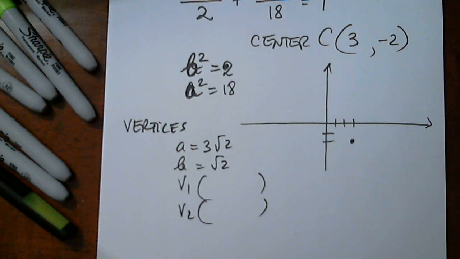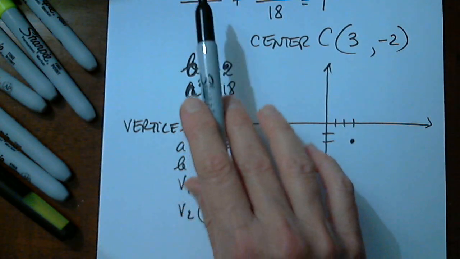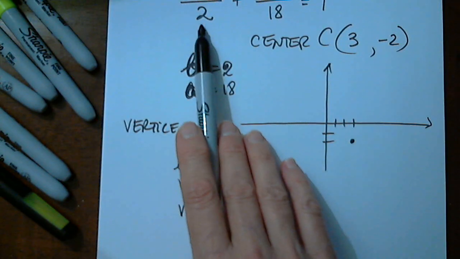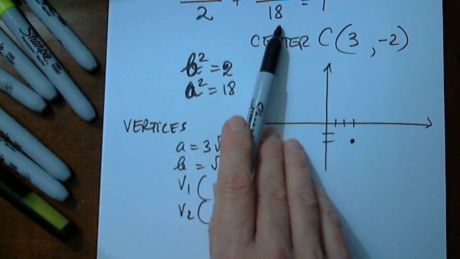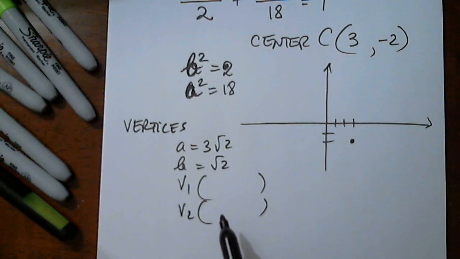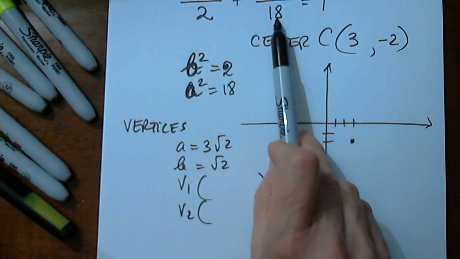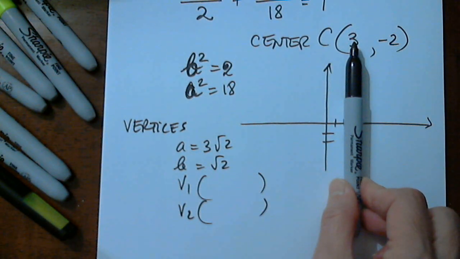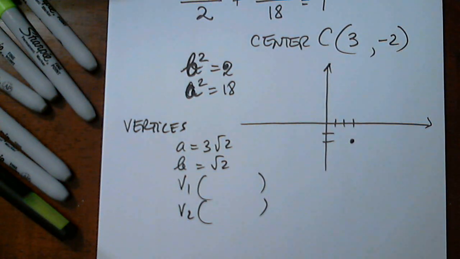Say it again. Why would it have a major axis on the y? So when the number under x, it can be x squared or (x - 3) squared, when this number is bigger than this number, the major axis is horizontal. When this number is more powerful than this number, then it will have the major axis as a vertical axis. Okay, thank you. Good. So then let's find V.